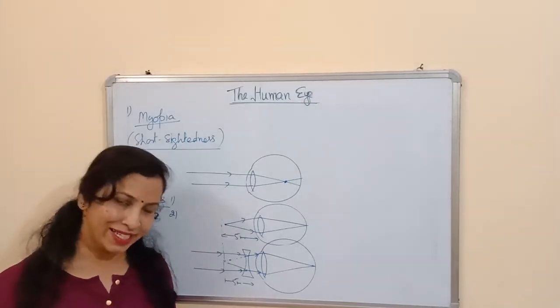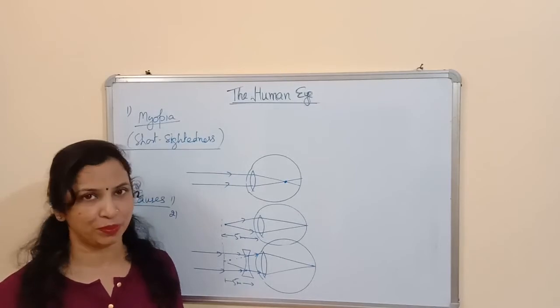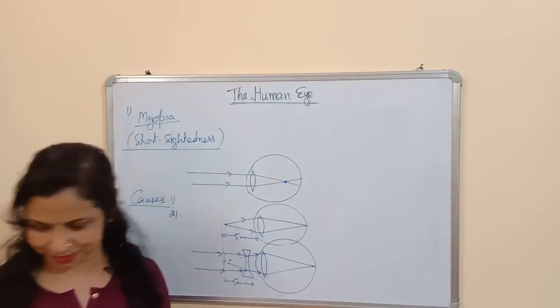In the next lecture, I will explain hypermetropia and presbyopia, the other two defects of vision.